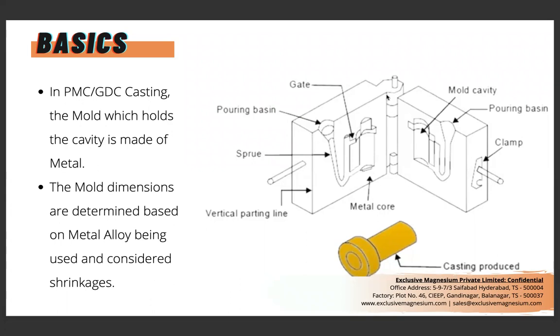And as you can see over here, this can be opened and closed and can be clamped during the time of pouring. And the cavity that has been created in the metal is done through machining. So that's why this die will also be expensive in comparison to the sand casting pattern, right?